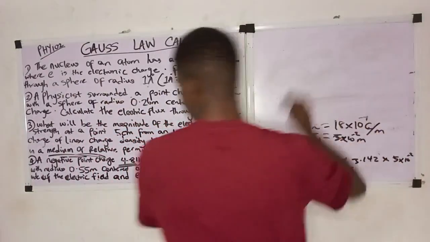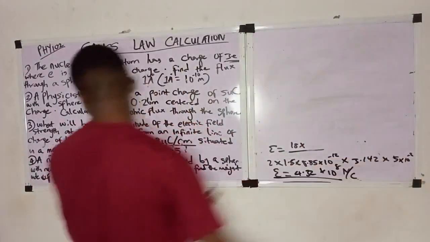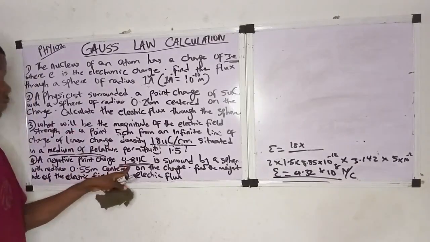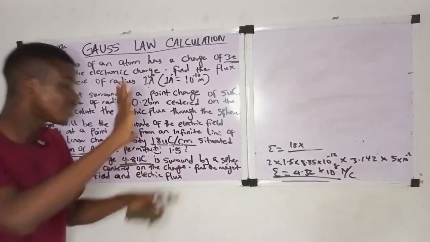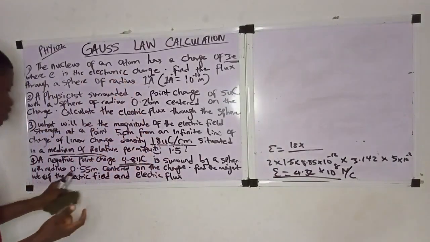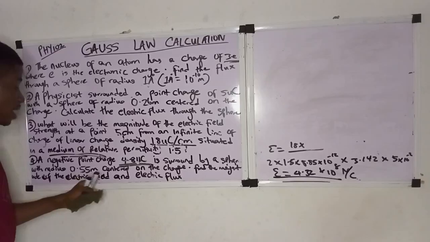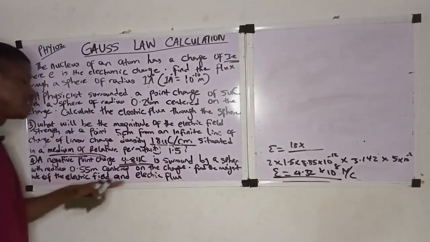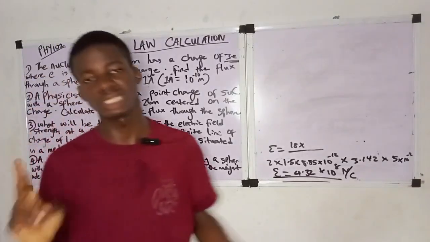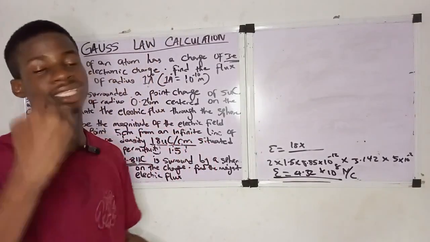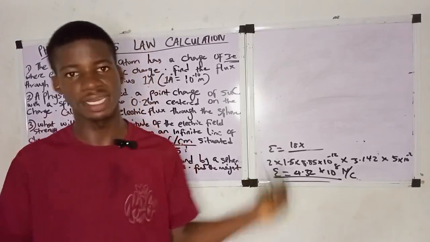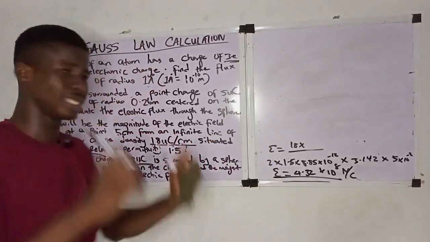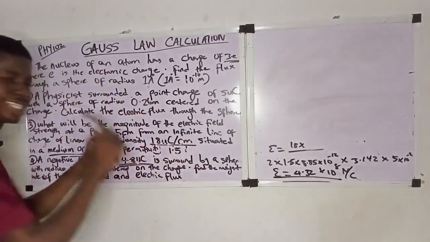In question 4, they said a negative point charge of 4.8 microcoulomb is surrounded by a sphere with a radius of 0.55 meter centered on the charge. Find the magnitude of the electric field and electric flux. They're telling us to look for two things: electric flux, then electric field. Very easy.